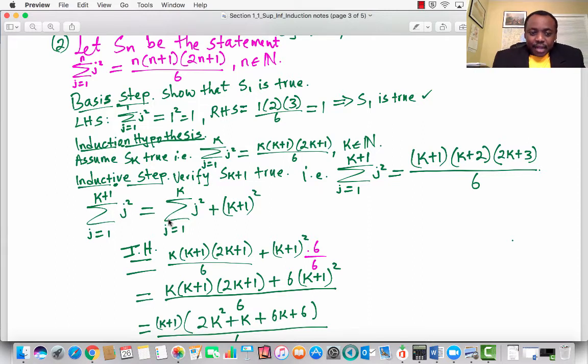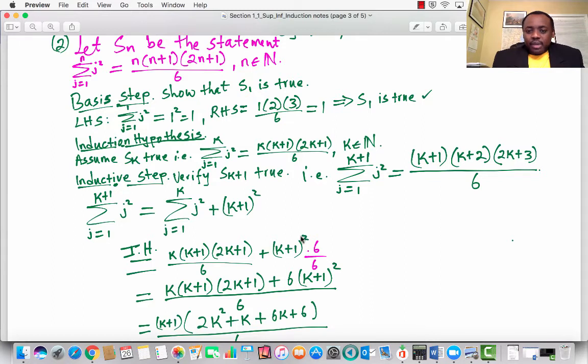So this breaks down into j from 1 to k. Observe that the k plus 1 term has been removed from the summation sign. So this is just j from 1 to k of j squared plus the k plus 1 term, which is k plus 1 squared. By the induction hypothesis, we have it right here: summation j from 1 to k of j squared equals all of this right here plus k plus 1 squared.